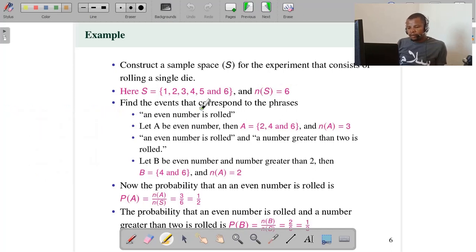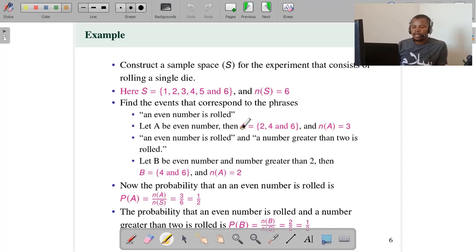Now, to find the event of interest, we need to define, out of these elements of the sample space, which ones we are interested in. Like this one, we may have an interest in an even number from the probability experiment.